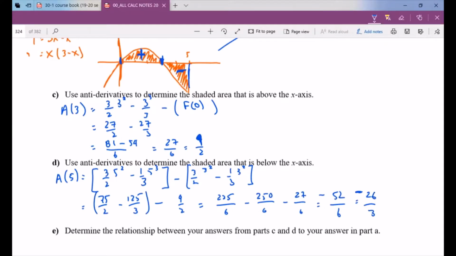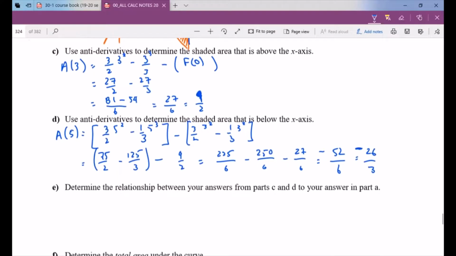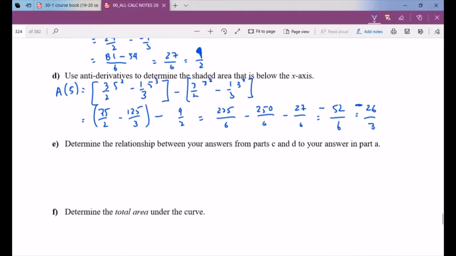So if our upper part has an area of 9/2 and our lower part has an area of negative 26/3, then in part E, it's asking us to determine the relationship between our answers from parts C and D and our answer of part A.